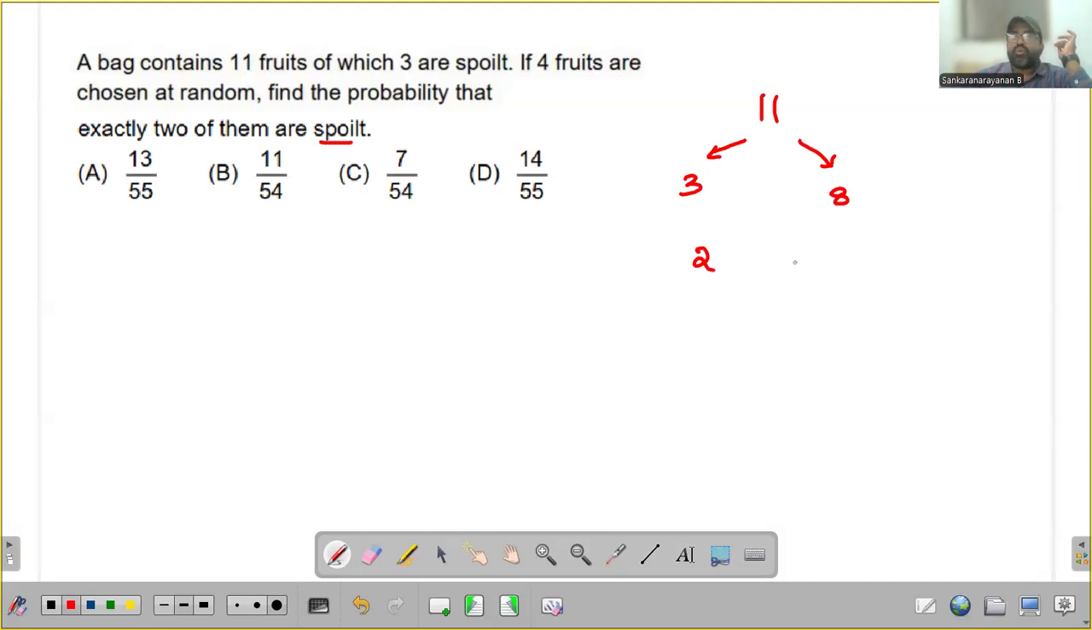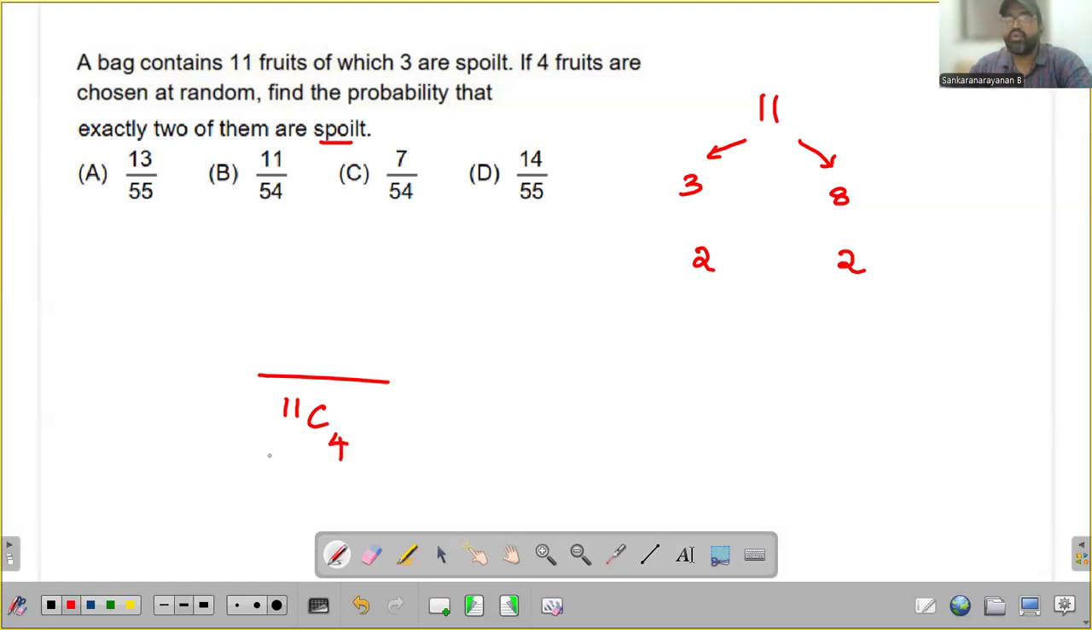So 2 spoiled and 2 good ones. That is how the configuration is going to be. So we can see that the 4 fruits are chosen at random. It's not one after the other. So you just put your hands and take 4 fruits. It's done in one shot. So the number of ways you can select 4 fruits from 11 available will be 11C4.